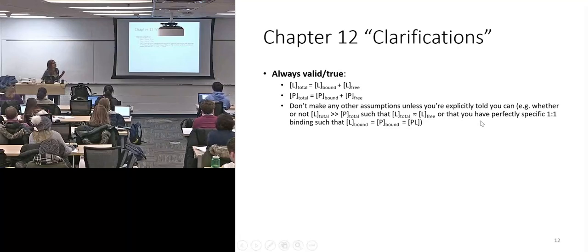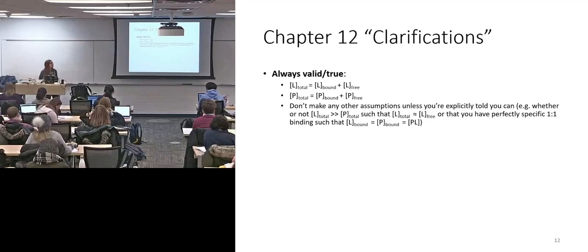Okay? The idea that you have perfectly specific one-to-one binding, such that the bound concentration of ligand would be given by the bound concentration of protein and would be equal to the complex concentration. Again, just don't make that assumption unless it says perfectly specific one-to-one binding. If it says it, this is how you know that you can use that assumption. But these equations up here would always be valid. Okay?